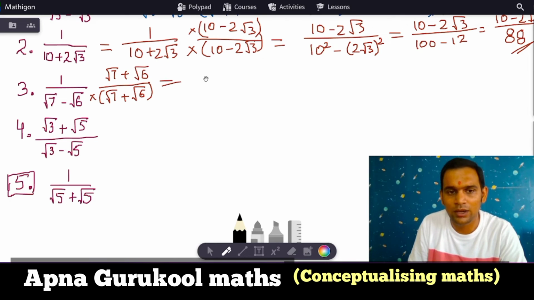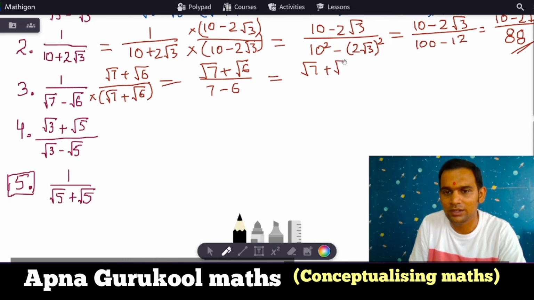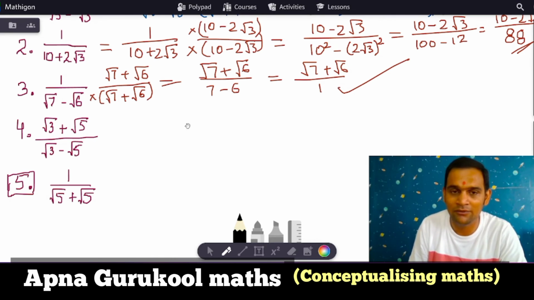And then we get square root 7 plus square root 6 in the numerator, and then we get 7 minus 6 in the denominator, because root 7 square is 7, root 6 square is 6. So that's how we get root 7 plus root 6 divided by 1. Yeah. So 1 is a rational number, and that's how we have rationalized the denominator.